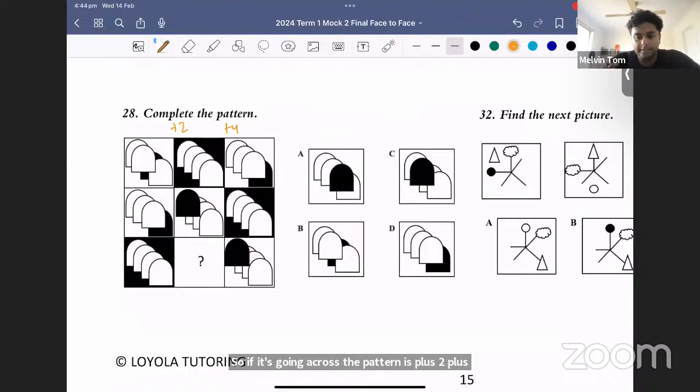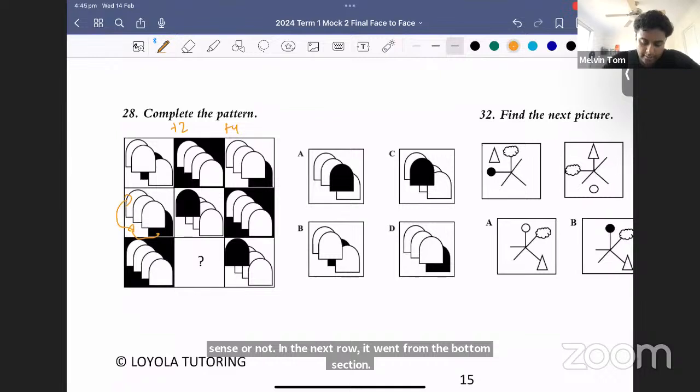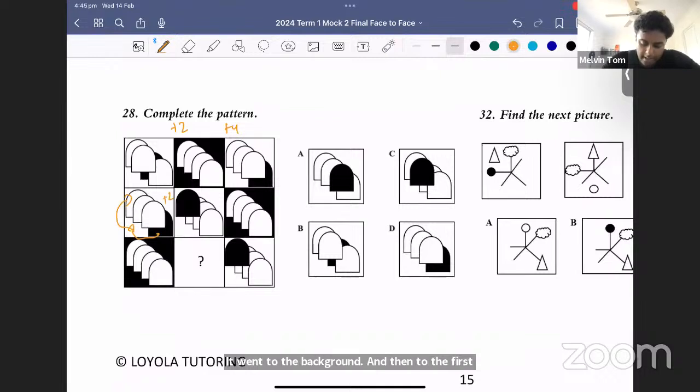I'm not saying this is the pattern. I'm just testing things out, trying to see if this makes sense or not. In the next row, it went from the bottom section to the background, and then to the very top. So it went +2 again, and then it should go 1, 2, 3, 4 to the background. So it goes +4.